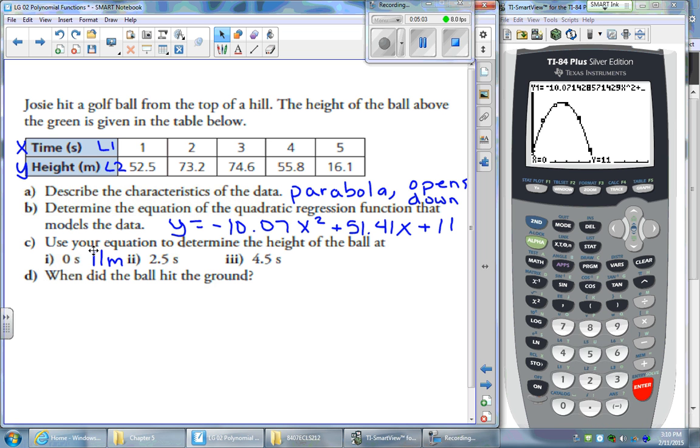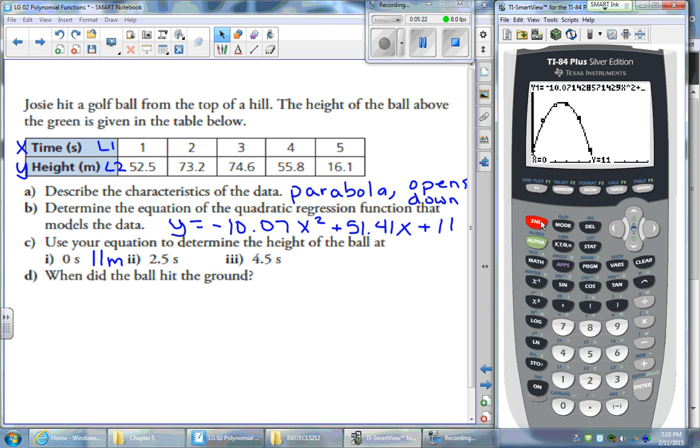And at 0 seconds, that's going to be the original height of the ball. So that's going to be the height of the hill, because Josie is on the top of a hill when she originally hits the ball, which is why at 0 seconds the ball is already 11 meters above the ground. Then we can do it again, second calc. We go to number 1, value, and we put in 2.5 seconds. And it's going to tell us what the height of the ball is at 2.5 seconds, 76.575 meters.